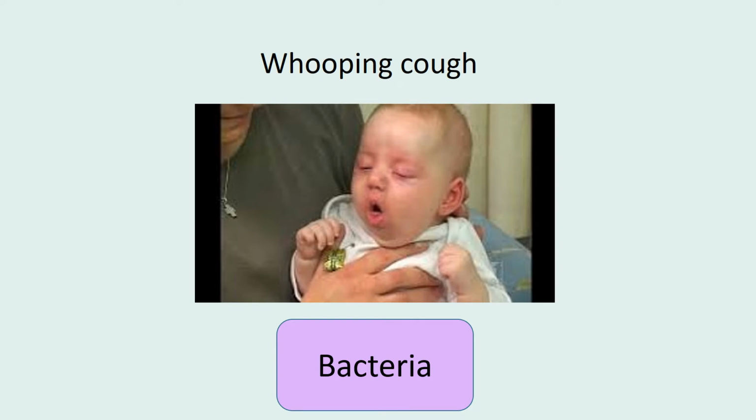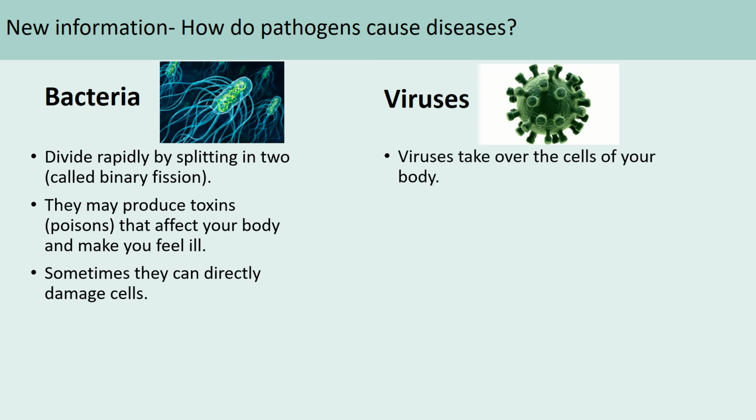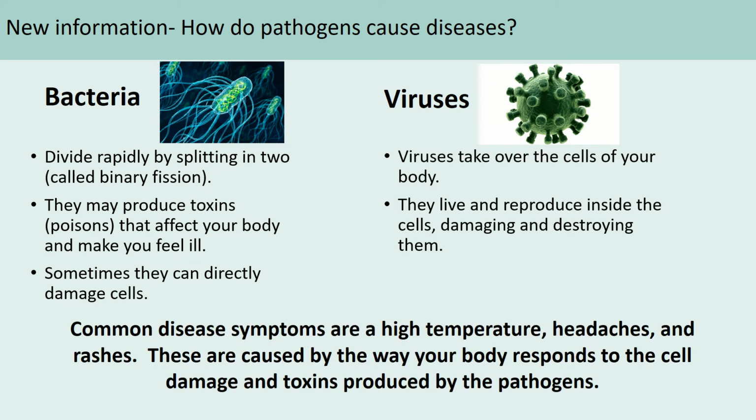Okay, so we're going to move on. We're going to do a little bit more about the two different pathogens, the two types of pathogens. Let's get the information up first. So here are some pictures of a bacteria and a virus. Remember, there are millions of species of bacteria, many viruses as well, huge diversity. But here are two pictures to illustrate two types of bacteria or viruses.